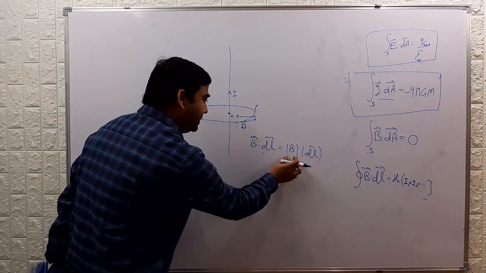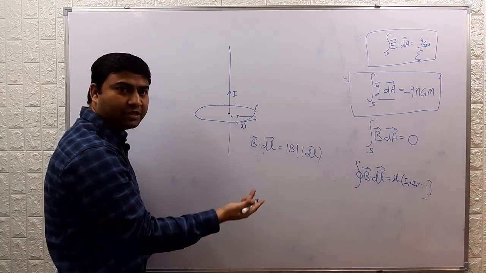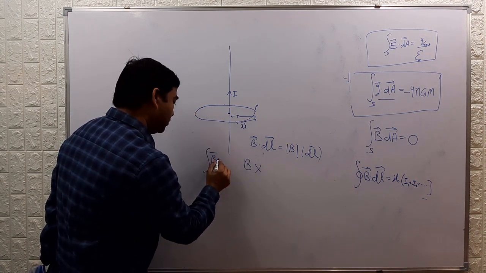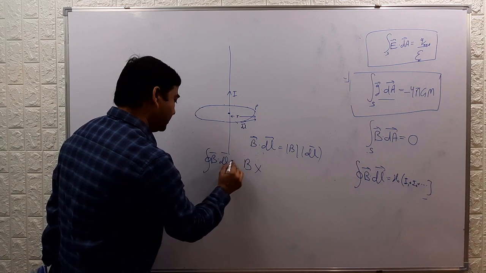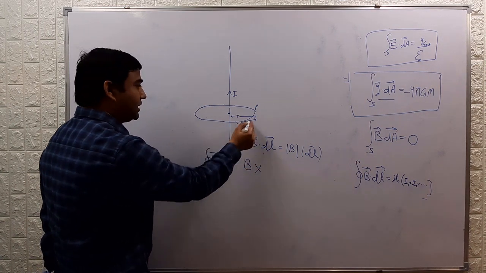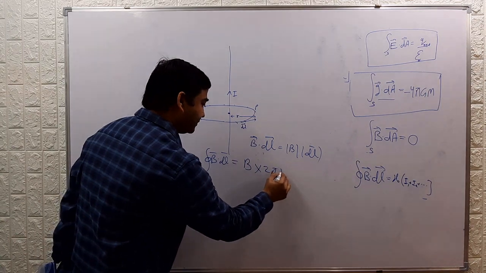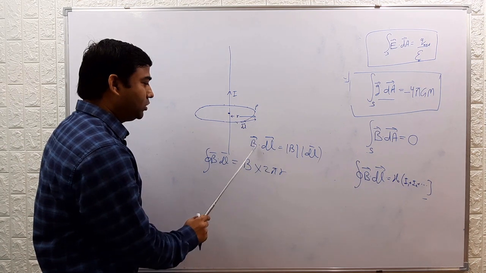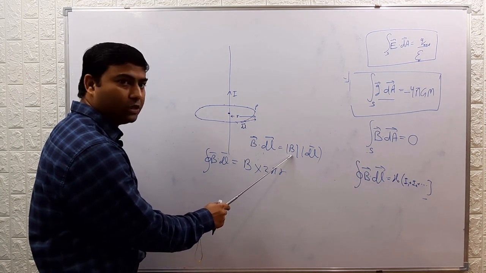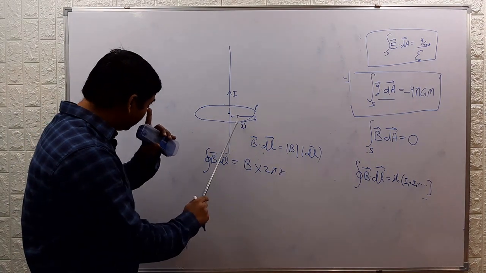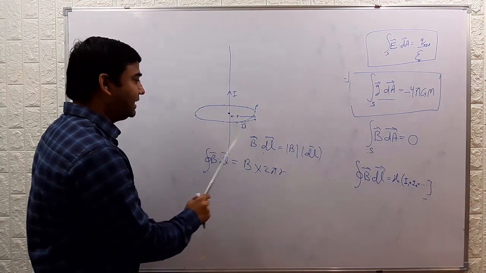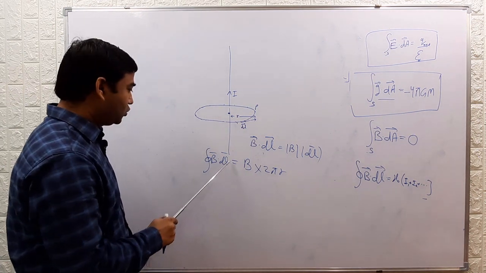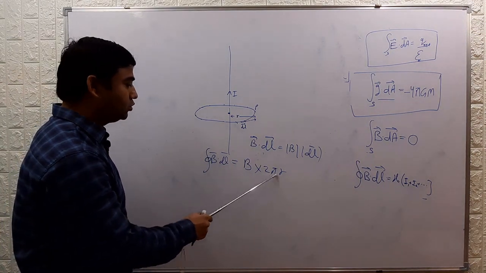Now B is constant for all points. We know these are symmetric points, hence the integration of B dot dl, the circulation, will be B into the total distance, that is 2 pi r. B is the same for all points. When you carry out B dot dl for different elements, you can take B common, and you can add dl for all elements. The addition of dl for all elements will give you the circumference, that is 2 pi r. So the circulation is B into 2 pi r.